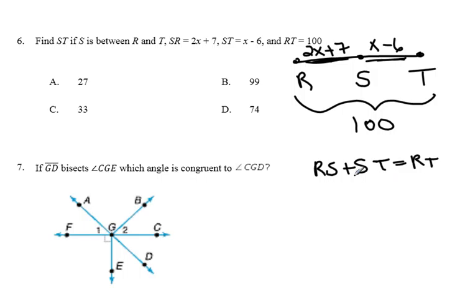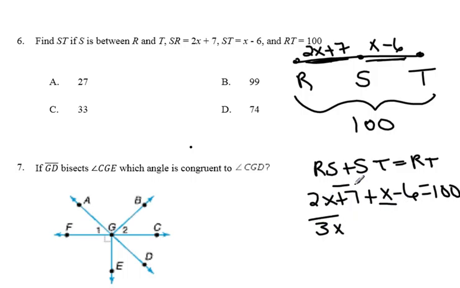But we don't have numbers to deal with, but the same concept applies, we just utilize it algebraically. So we're going to substitute our value for RS, which is 2x plus 7, plus ST, and ST is x minus 6, and that equals the whole length RT, which is 100. We're going to combine our like terms, 2x and x, which is 3x, a positive 7 and a negative 6, which is positive 1, and that'll equal 100.